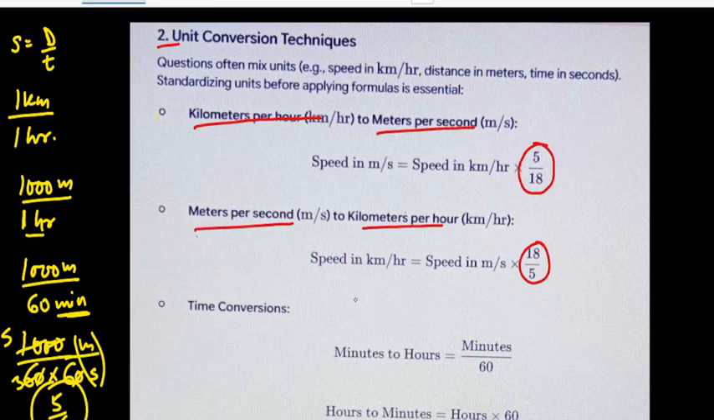Simple. Got it? Time conversion I have also explained, so I am not going to explain it again. Now, let's see how to utilize this concept in your previous year question of MPSC LDA.